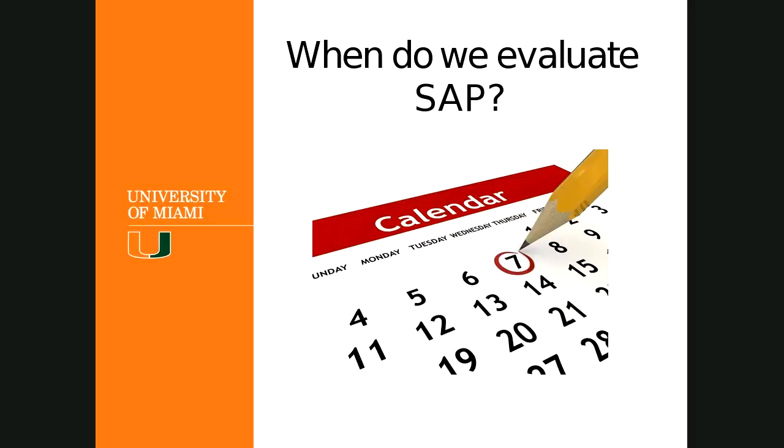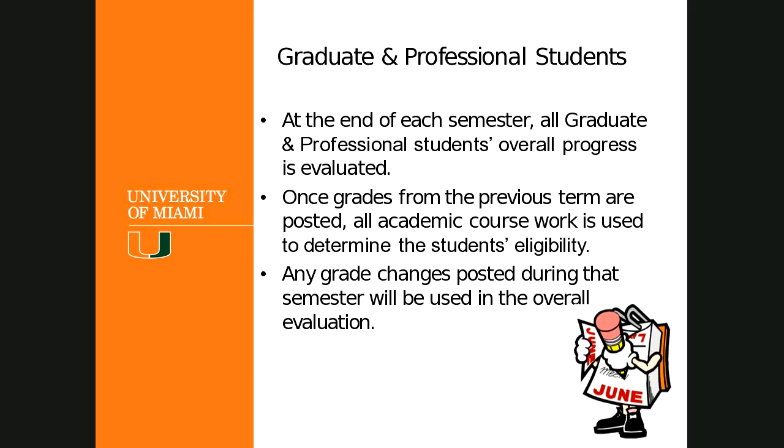Now, when do we evaluate SAP? For graduate professional students, it's at the end of each semester. We look at the overall progress. Once grades from the previous term are posted, all academic coursework is used to determine the student's eligibility. Any grade changes that take place during the semester will be used for the evaluation.